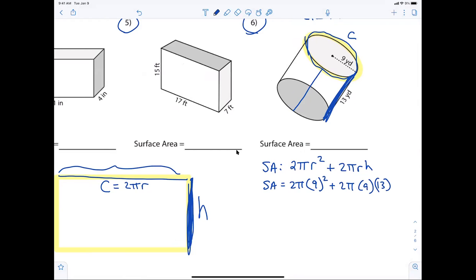Somebody tell me. 816.133 square yards. Somebody see if you have that. Yeah.